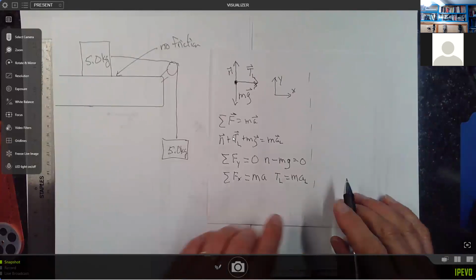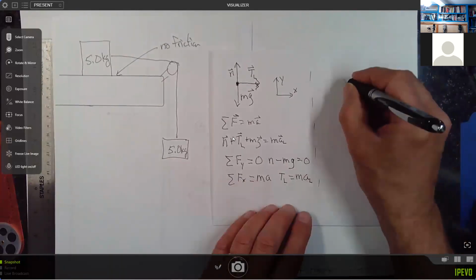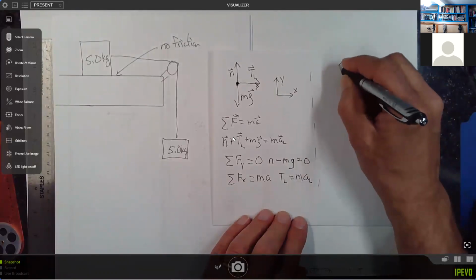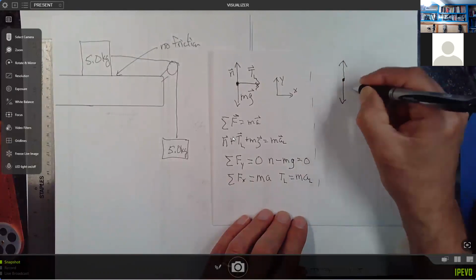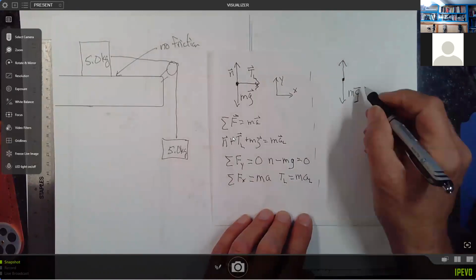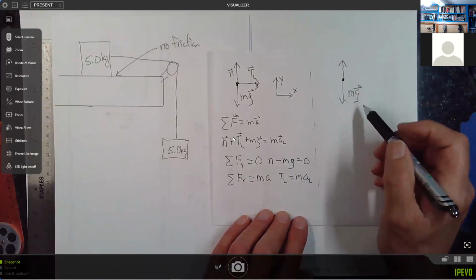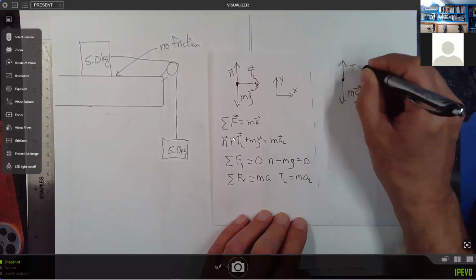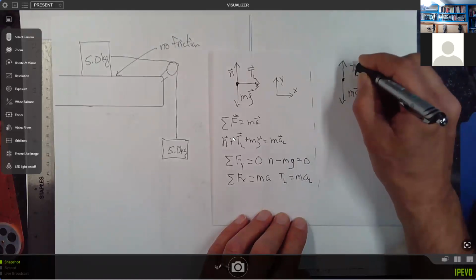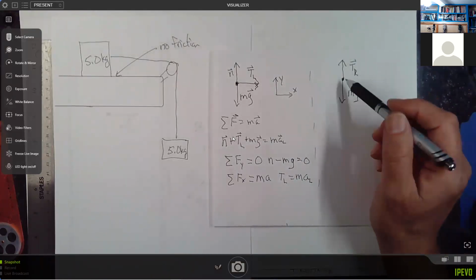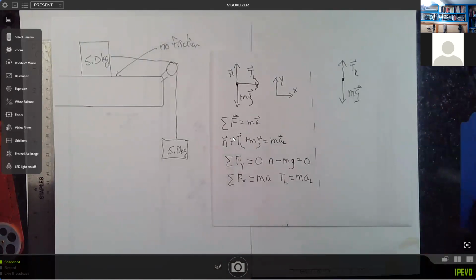I can do something similar for this, except it's got a simpler free body diagram. Whoops, I always start with the weight, or almost always. Anyway, it's got the weight pulling down on it, and it has a tension pulling up on it as well. So I'll call that one T sub R because it's acting on the right mass, the rightmost mass.